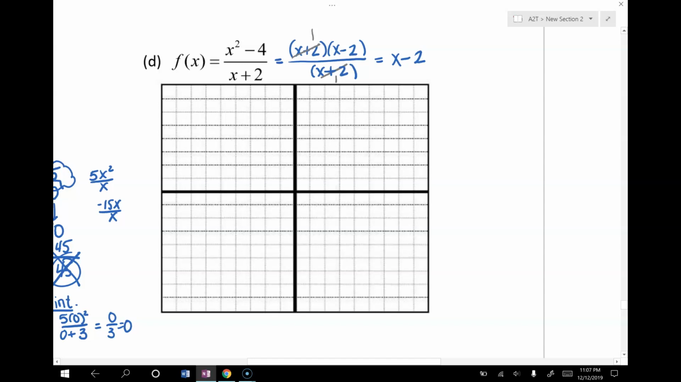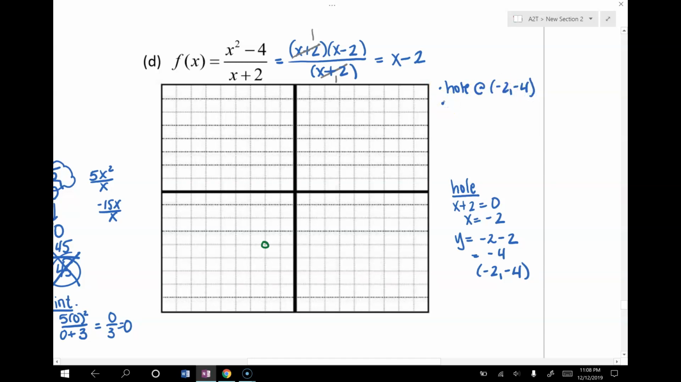We've seen this before. Okay, first we have to find the hole. Now we haven't done this before. We're going to take the canceled factor and set it equal to 0. X is equal to -2. Okay, that's the x value. We then take that and plug it into the simplified equation and solve. So we can see that our hole is at -2, -4. Right away, I'm going to plot that. So I'm going to go -2, 1, 2, 3, 4. There's my hole. Okay, so we have a hole at -2, -4.